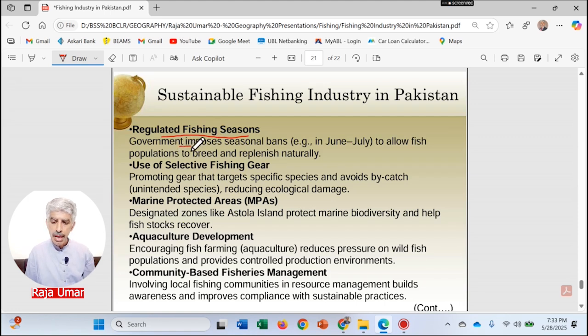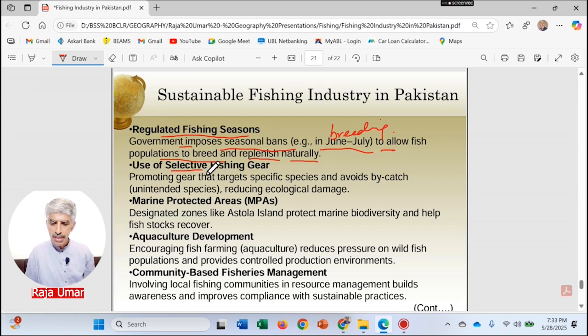So the government imposes seasonal bans, for example, in June to July and even into the month of August, as these are the breeding seasons of fish, and the fishermen should not be catching fish during these seasons, especially in the marine fishing case, to allow the fish population to breed and replenish naturally, to grow naturally, so that there is sufficient fish availability in the coming seasons.